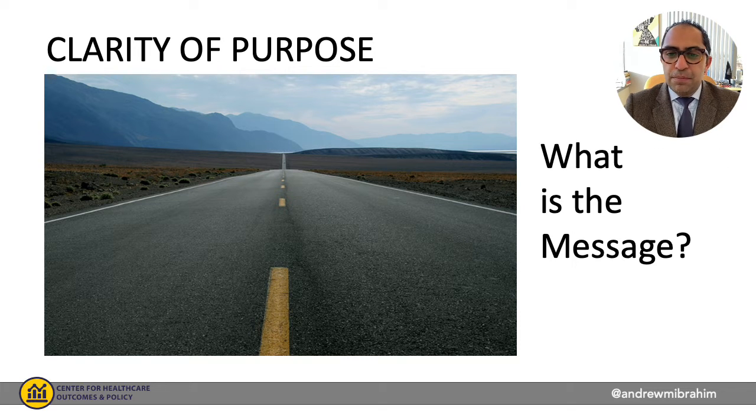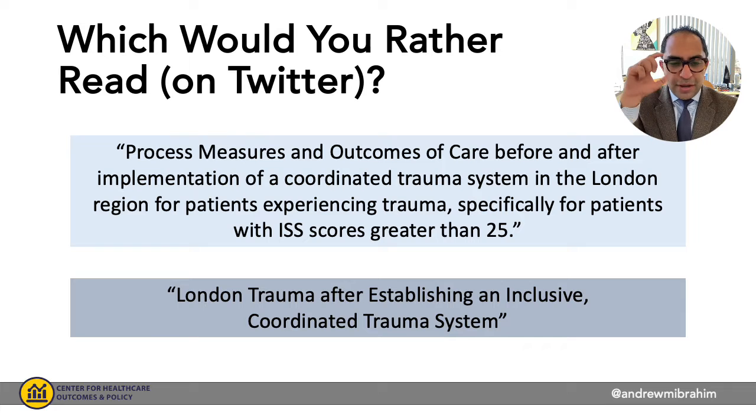So when you're thinking about clarity of purpose, you're thinking, what's the main message? What do you actually want people to know about this article? When I was doing that trauma paper, I was sitting next to a colleague of mine who was an internist, and I asked this person to describe that article, and they said, process measures and outcomes of care before and after implementation of a coordinated trauma system in the London region for patients experiencing trauma, specifically for patients with an ISS score greater than 25.